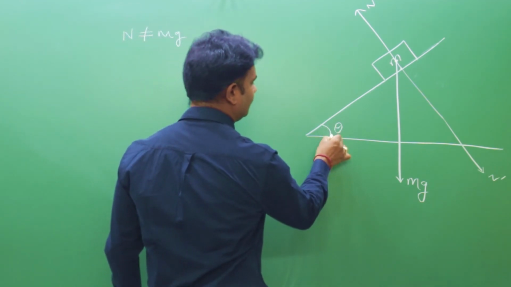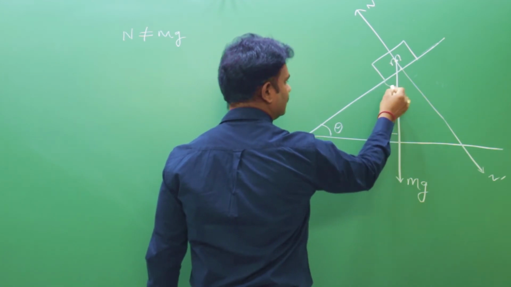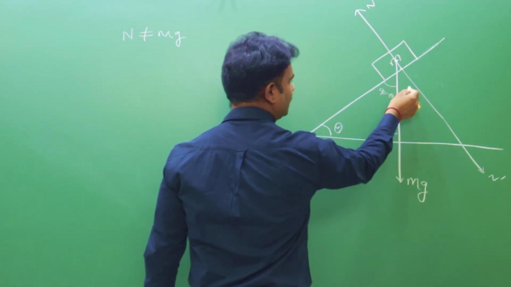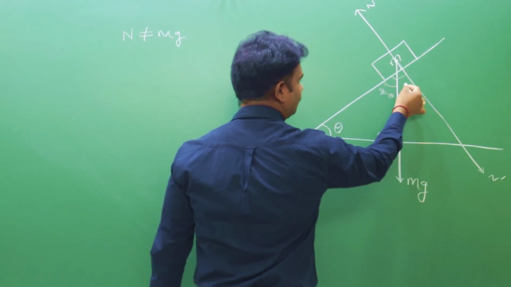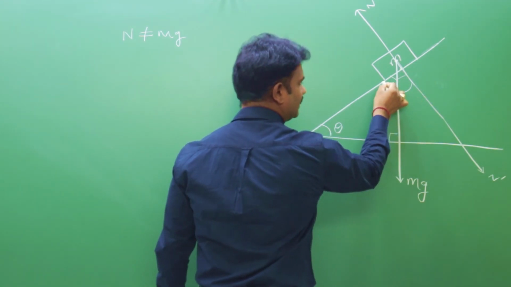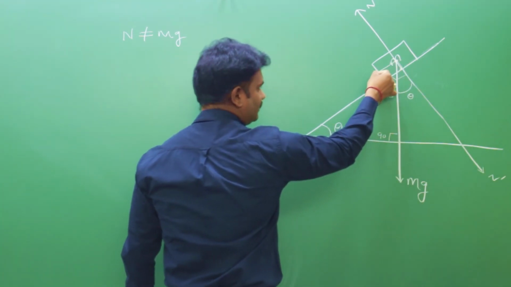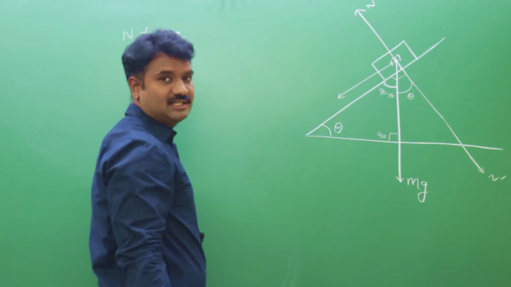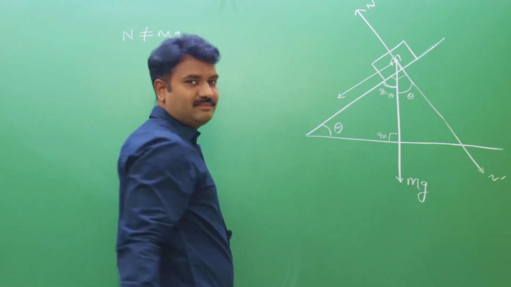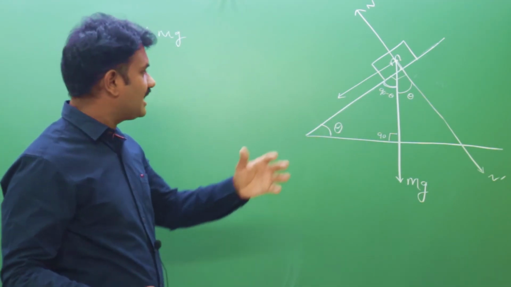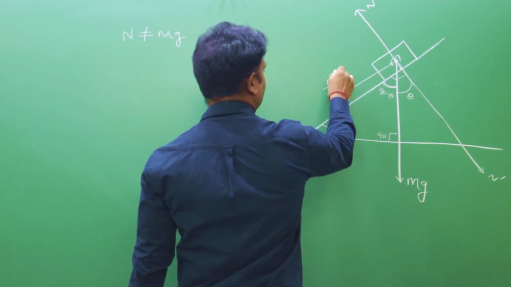So if this is theta, what is this? This is obviously 90 degrees. So this is 90 minus theta, and as this is a perpendicular line, the total is 90. So if this is 90 minus theta, this must be theta. This is the direction in which the body is about to slide or slides. So the body is sliding in this direction, which means there is some force acting in this direction. That's why it slides. Say that is some F dash.